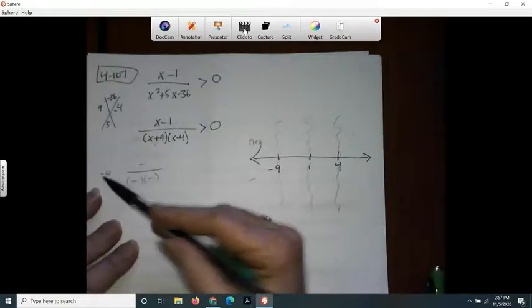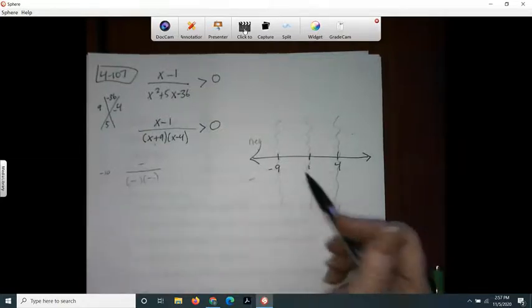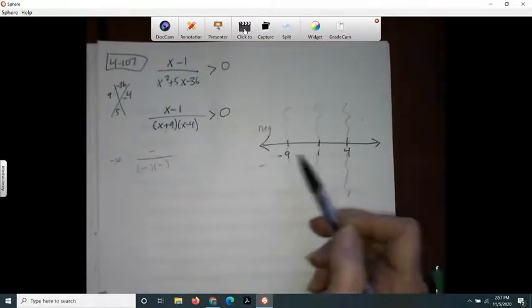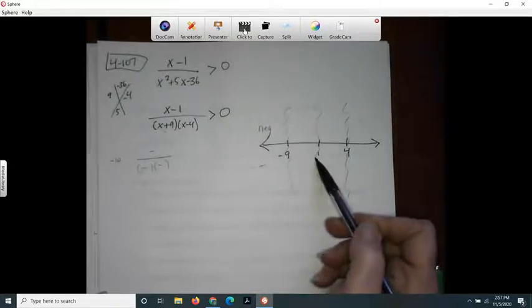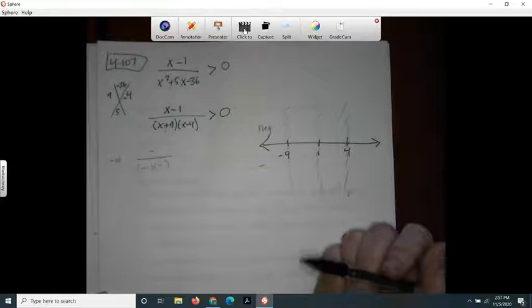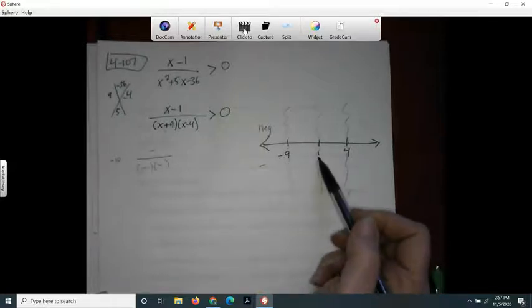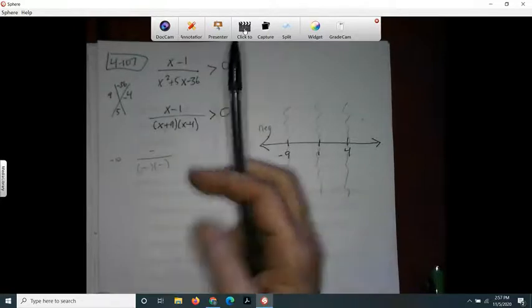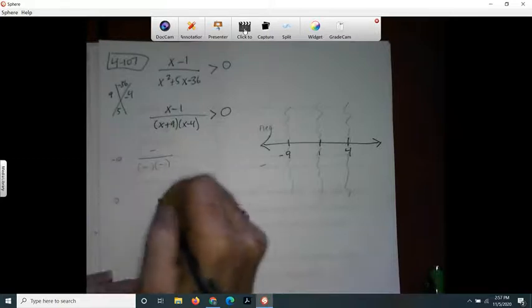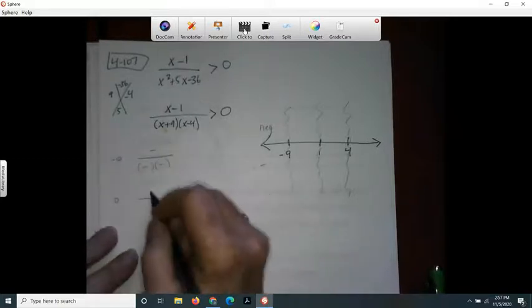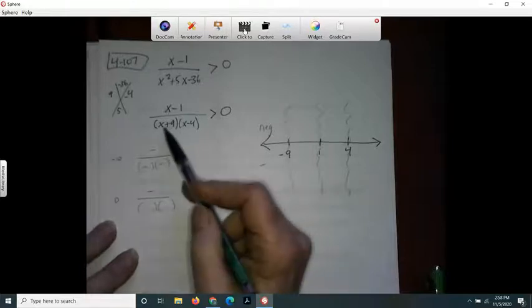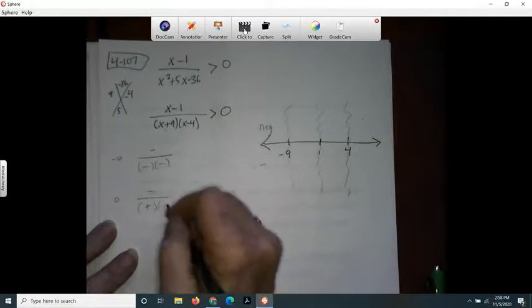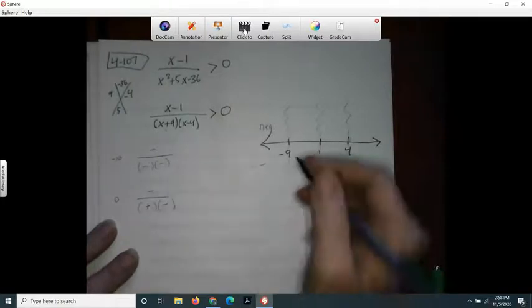A lot of this I usually do in my head, but I'm writing it down to show you. Somewhere between negative 9 and 1 is a number that would be convenient to plug in. You can pick any number in between negative 9 and 1. I like 0 because 0 is usually easy to do math with. So maybe I'll make another little fraction. If I plug 0 in right here, I'm going to have a negative on the top, and then 0 plus 9 is a positive number, and a negative number. And a negative divided by a negative makes this whole region positive. Put a plus.